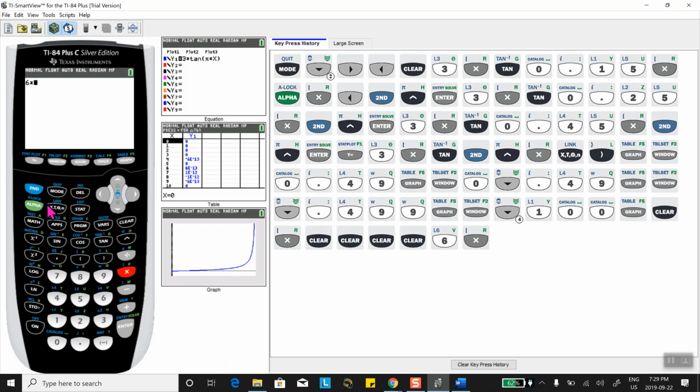Now, absolute value is in math. So let's see now, where is the math thingy here? My older calculator used to have a math list. Let me try the mode here.